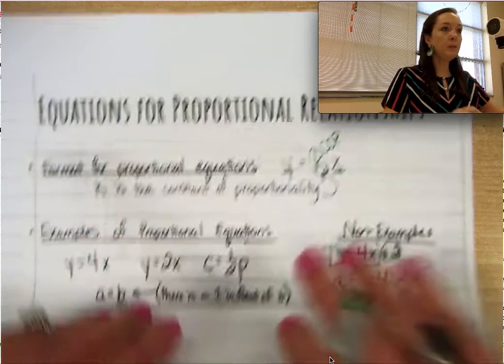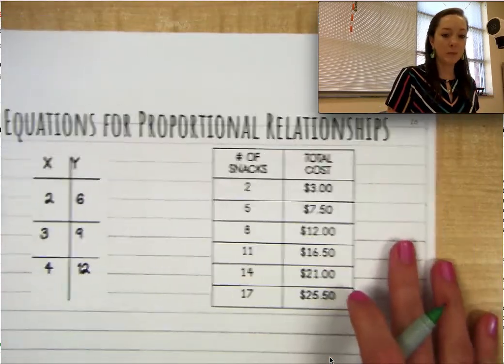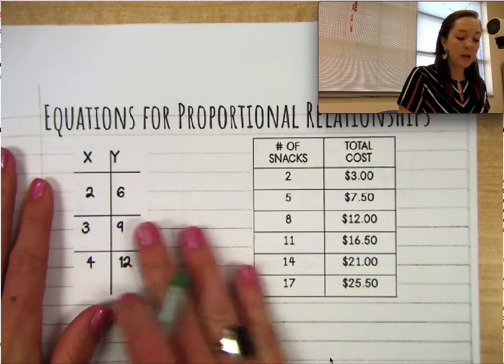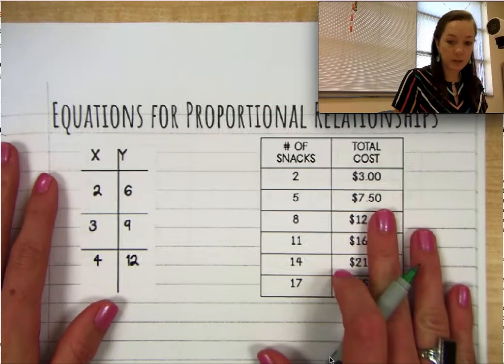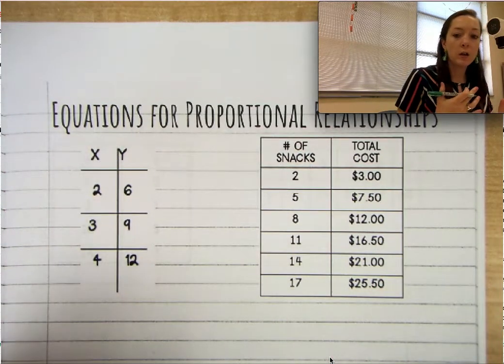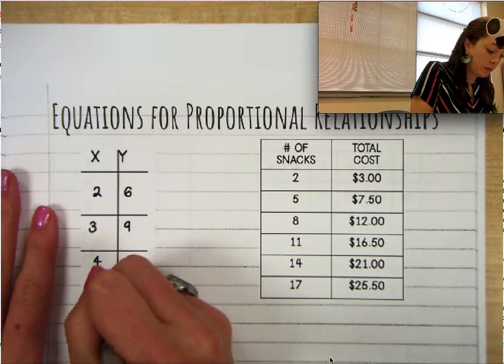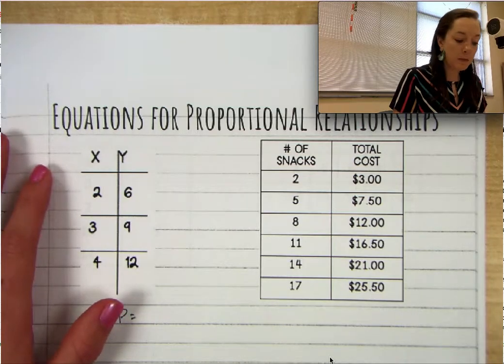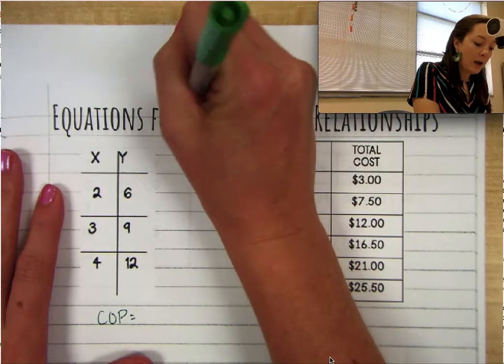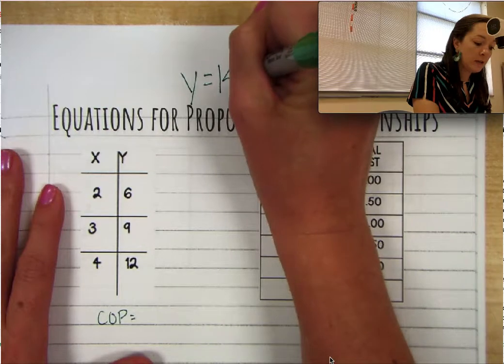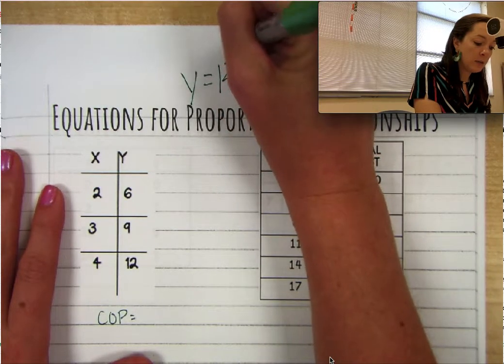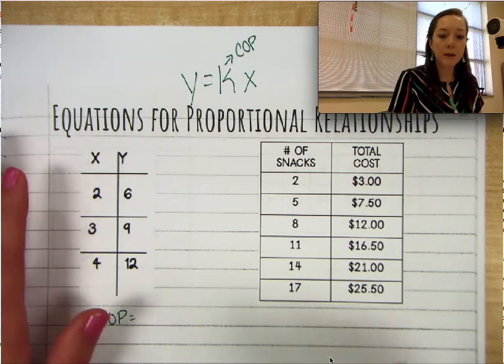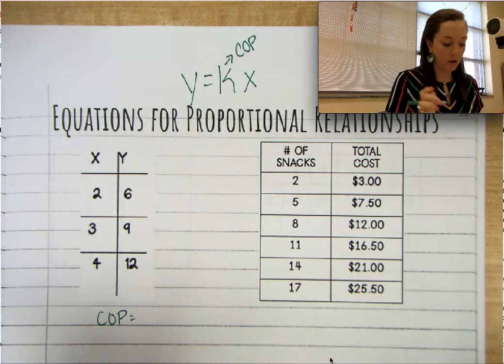Okay? So let's do 2 examples here. So I've got these tables. I know they're proportional, so let's make sure we know what our constant of proportionality is to write our equation. Before we do anything else, though, I want us to make sure we know y is equal to k times x, and k is our COP. Make sure you memorize that. You're going to have to know it forever and ever now, okay?